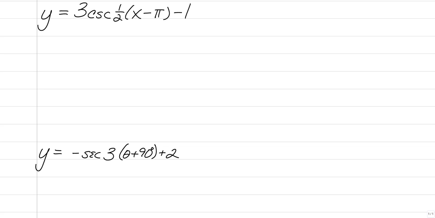Alright, so let's see how you did. Obviously we know we have an amplitude of 3 and a vertical shift of -1, but we also need to figure out what our period is and our interval. So we still have 0 is less than or equal to 1/2 of x minus pi, which is less than or equal to our standard period for sine, which is 2 pi. And then of course we multiply both sides by 2.